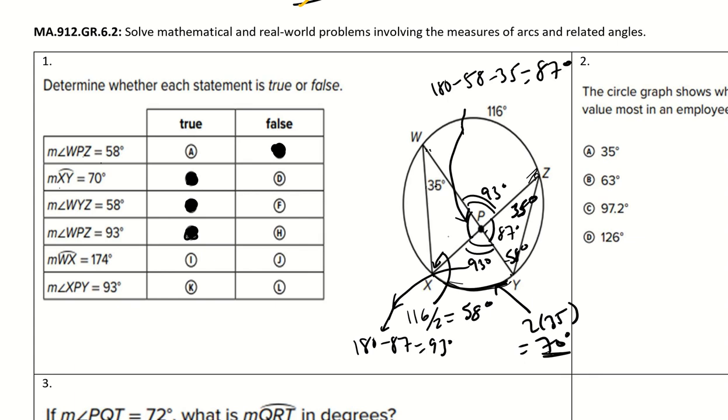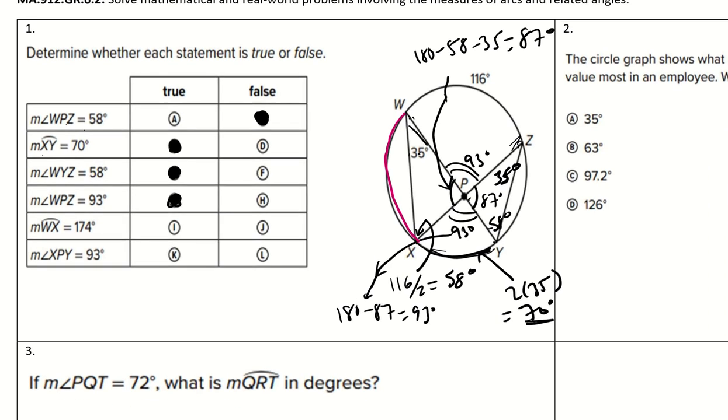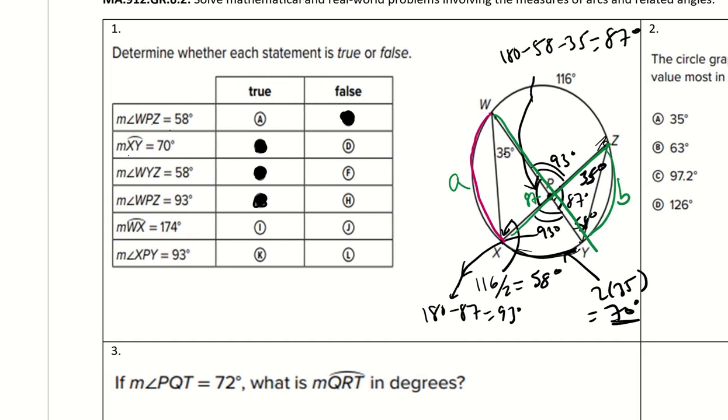Okay, so how do we get that one? That one's interesting. WX is this arc. First off, because we have two intersecting chords, these two chords, in order to get this angle, which is 87, we would have to add this arc and average them, dividing by 2. Let me remind you of that over here.